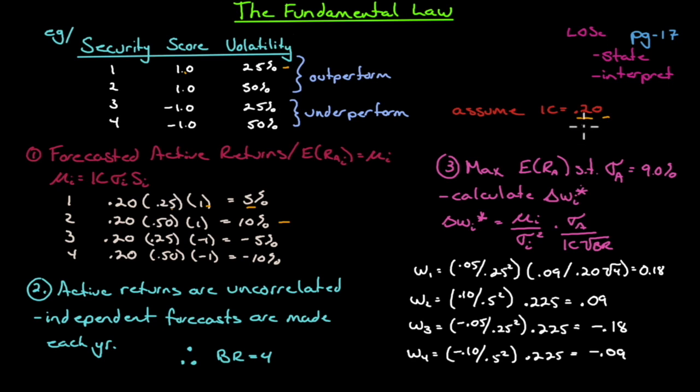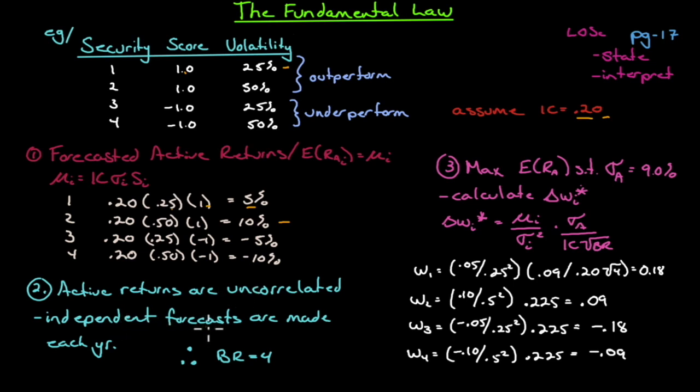We needed to know how good we are, and some way to measure whether we are outperforming, underperforming, or being neutral on the stock. Number 2, active returns are uncorrelated. That's an assumption we keep making. Independent forecasts are made each year. So if the active returns are uncorrelated, we don't have to worry about figuring out any correlations.